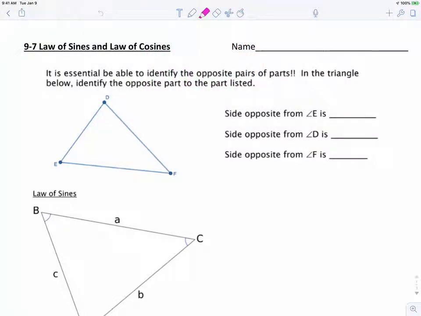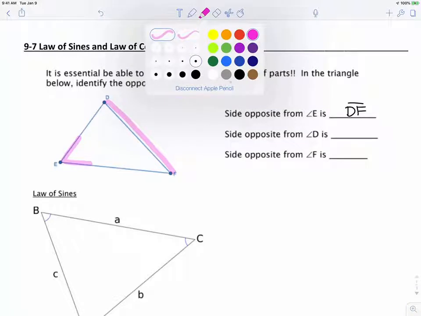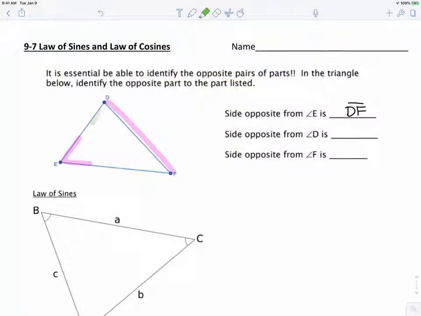Which side would be opposite from angle E? Side DF. All right. Which side would be opposite from angle D? Side EF. And then finally, which side would be opposite from angle F? DE. DE is correct.